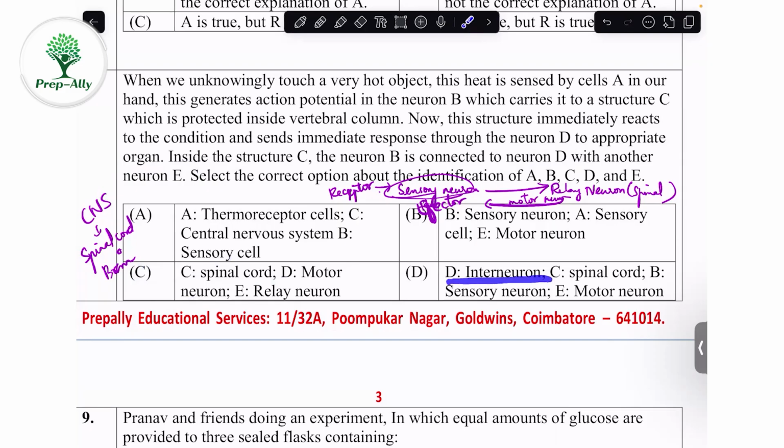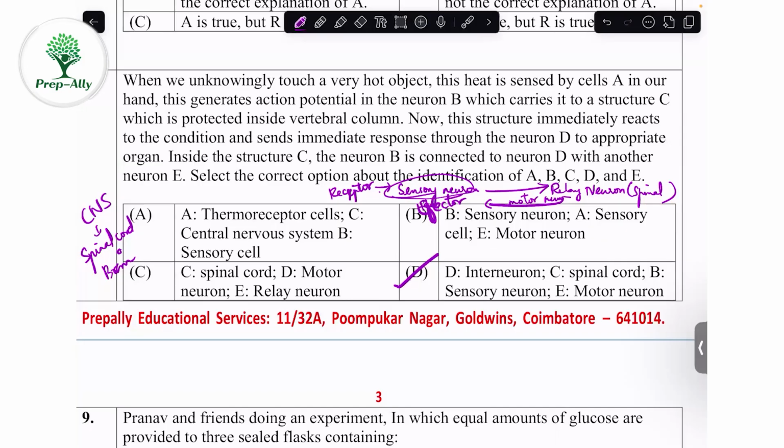Now we will check B, sensory neuron. Yes, A in our hand generates action potential in the neuron B. So A doesn't mean it's a neuron, it can be a receptor. This neuron B should definitely be a sensory neuron because it is the first neuron that carries the impulse. Right now our assumption is option D, because D is interneuron, C is spinal cord, B is sensory neuron, and E motor neuron. Anyway, we'll check, C won't come correct.